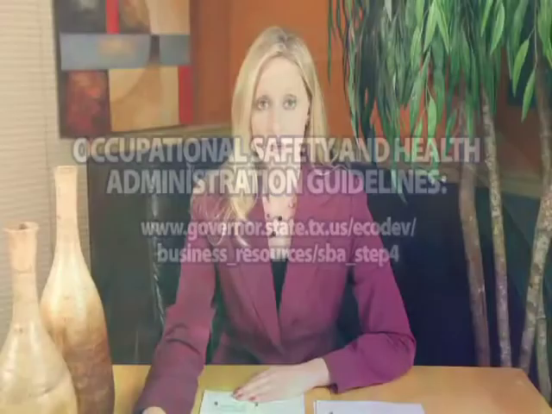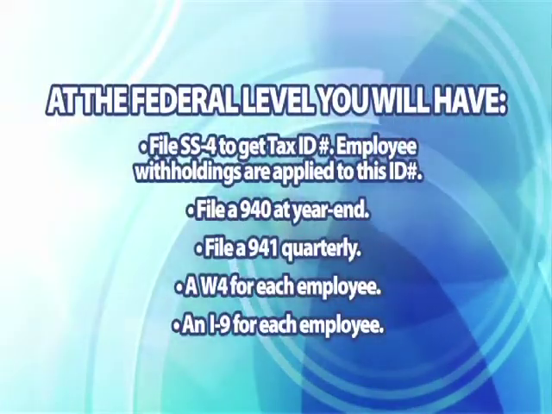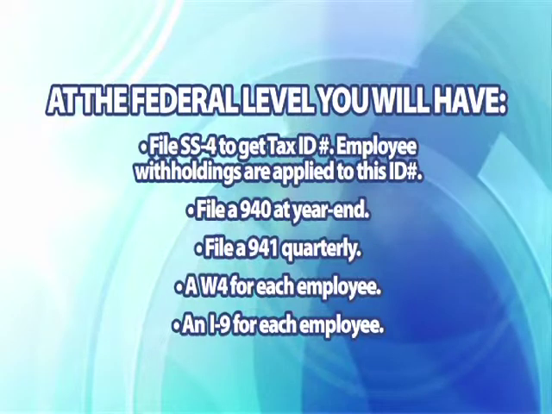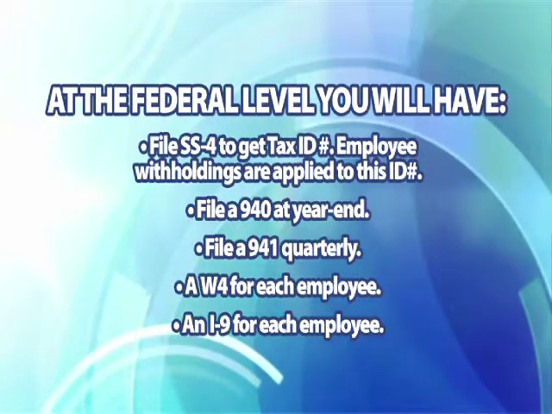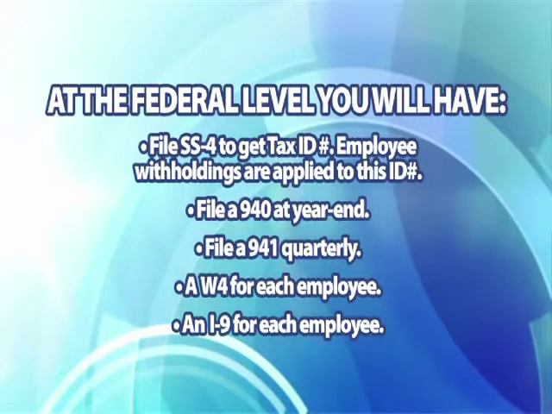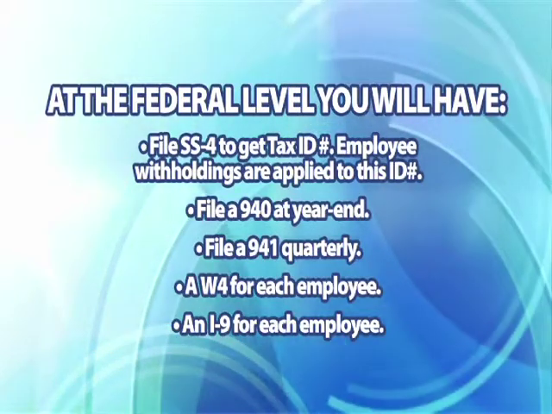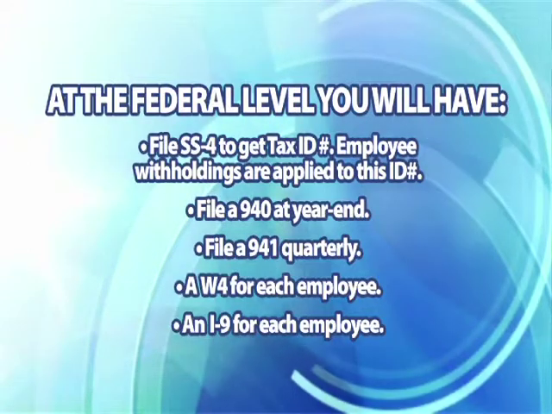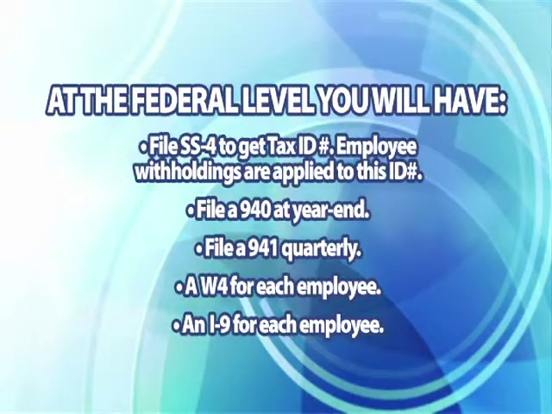Here are some federal compliance issues that you must document. At the federal level, you will have to file SS-4 to get your tax ID number. Employee withholdings are applied to this ID number. File a 940 at the end of the year. File 941 quarterly. Keep on file W-4 for each employee. Keep on file I-9 for each employee.